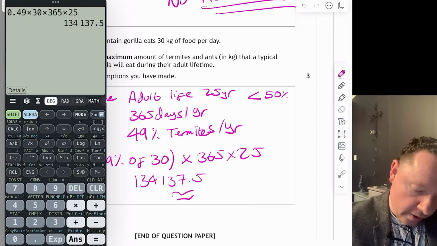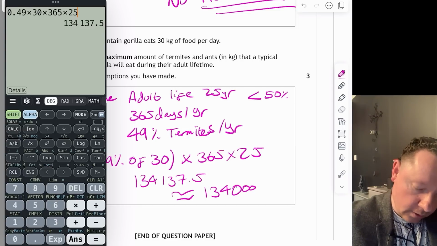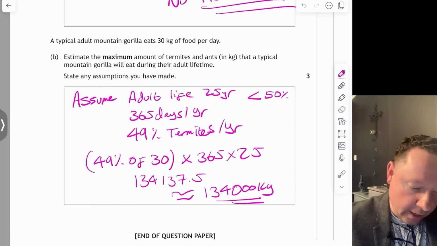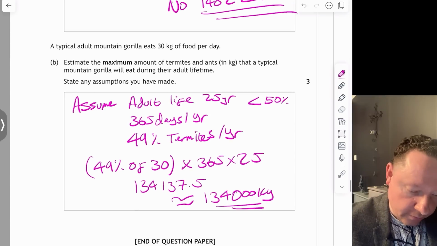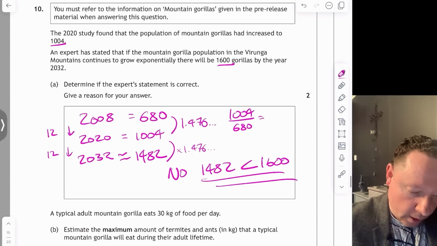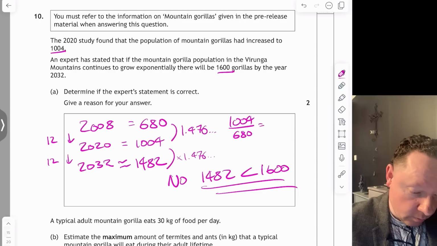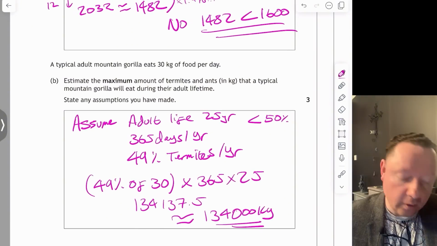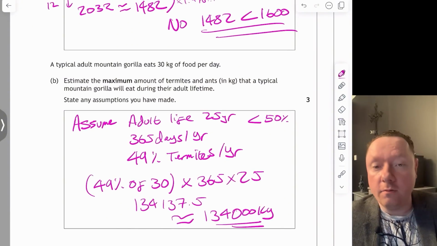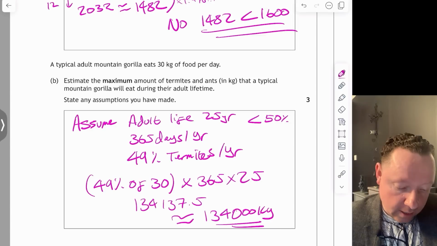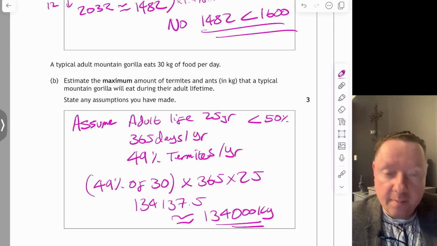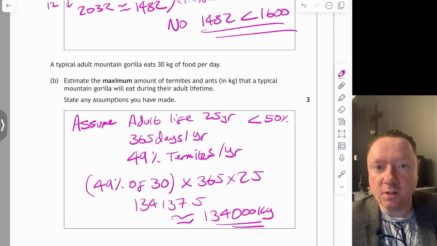That's about then 134,000 kilograms, thereabouts. The data, if you look at it, is given to two significant figures, 1600, 1004. So 134,000 is reasonable, but you'll get an answer for anywhere between 130 and 140,000 as long as you've rounded it somewhere reasonable. But the key point of this question is 49%.